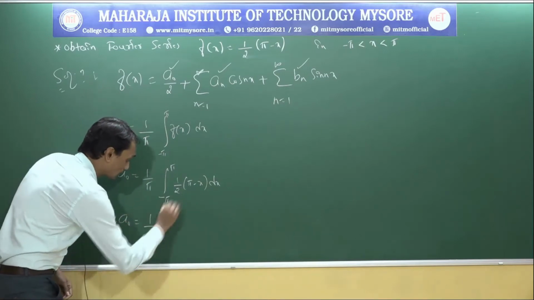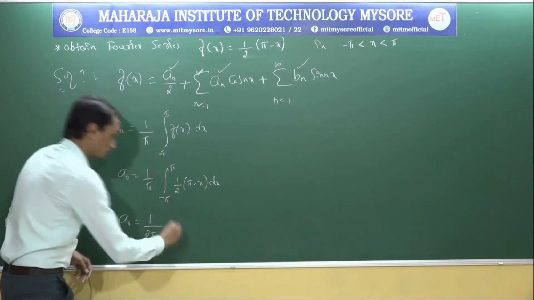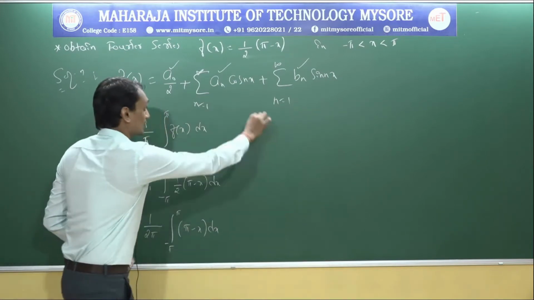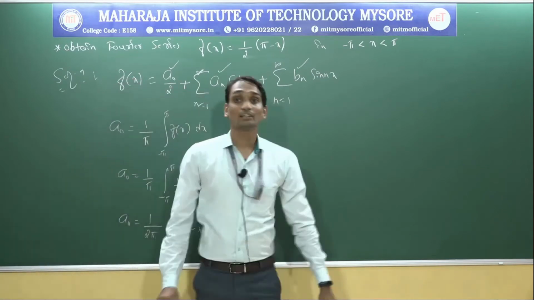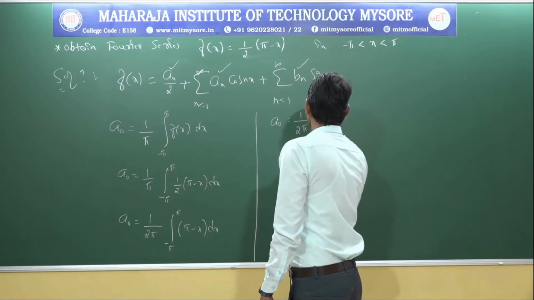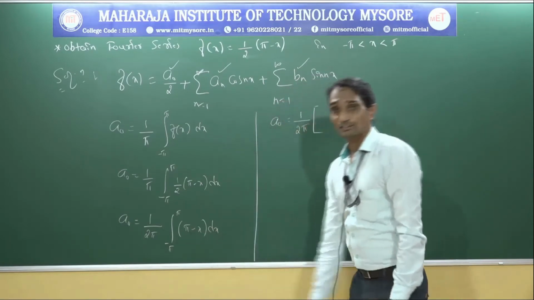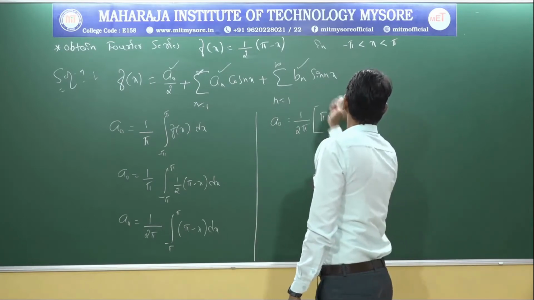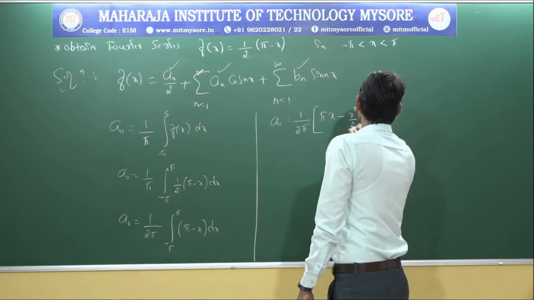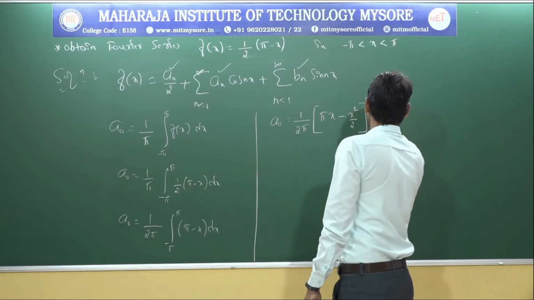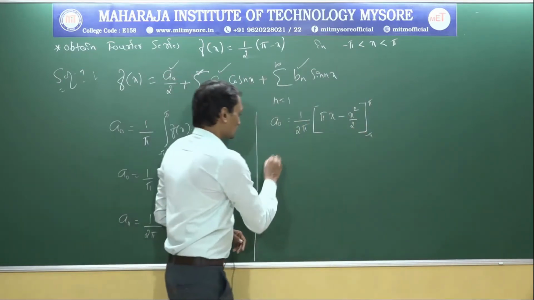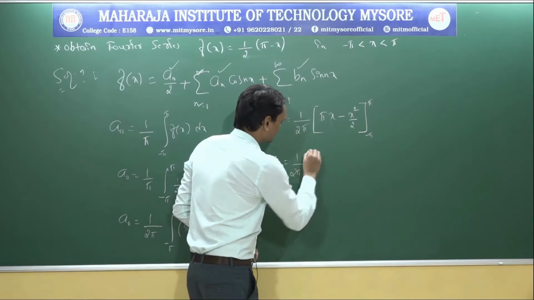So a naught equal to 1 by 2, I will take outside. So 1 by 2 pi, integral from minus pi to plus pi of (pi minus x) dx. Now I will go for the integration. a naught equals 1 by 2 pi, bracket, pi x minus x square by 2, with integration limits minus pi to plus pi. Now I will substitute the integration limits. So a naught equals 1 by 2 pi.